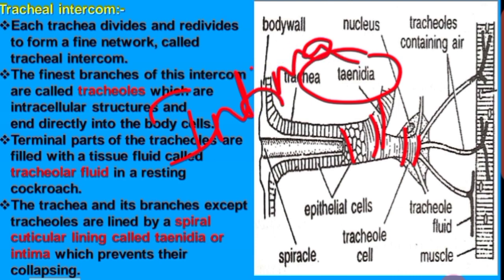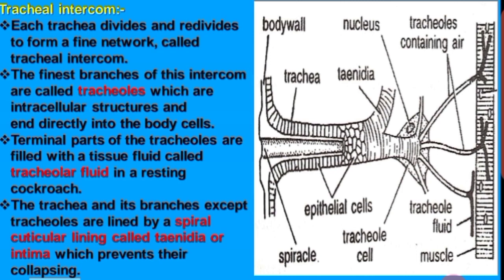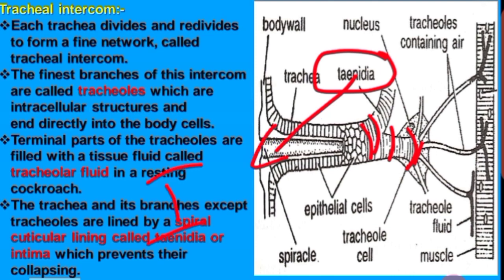The trachea and its branches, except the tracheolar region, are lined by cuticular lining. The spiral cuticular lining is named ctenidia. The ctenidia is otherwise named intima.